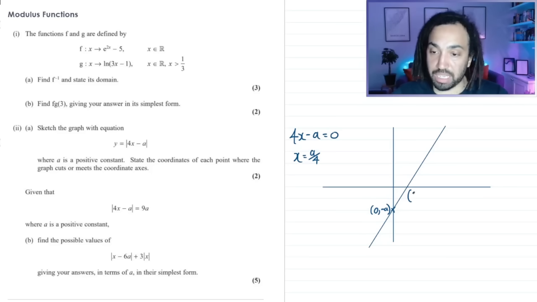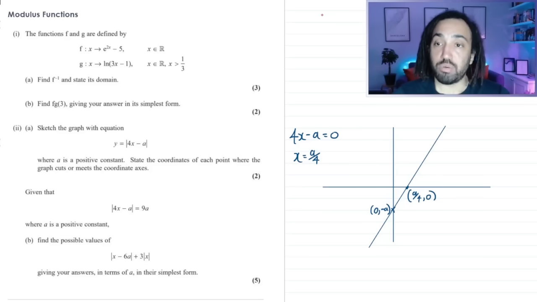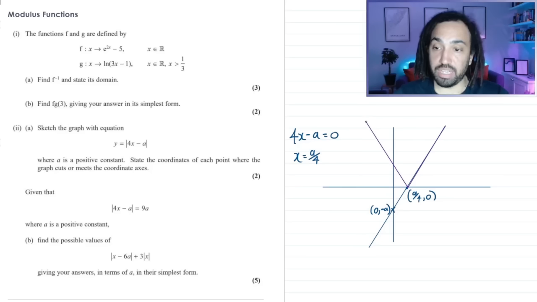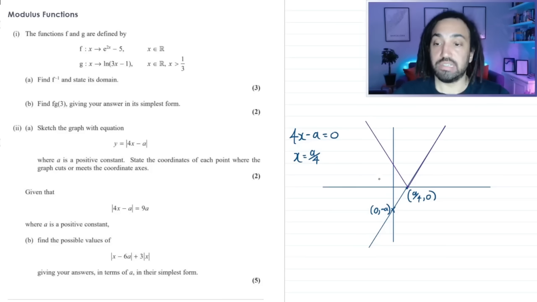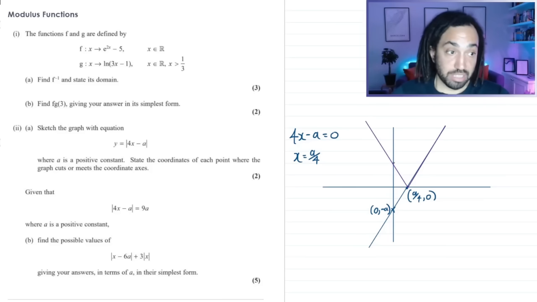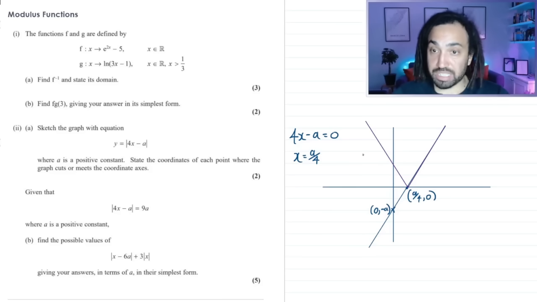So that would be a over 4, and then this will be 0 right there. Okay, great. Now what we do is we reflect it in the x-axis. So the line comes down like this, hits there, and then comes up over here, like so. So in fact, this coordinate here is going to get reflected over here. So the one that we want is going to be 0, positive a.